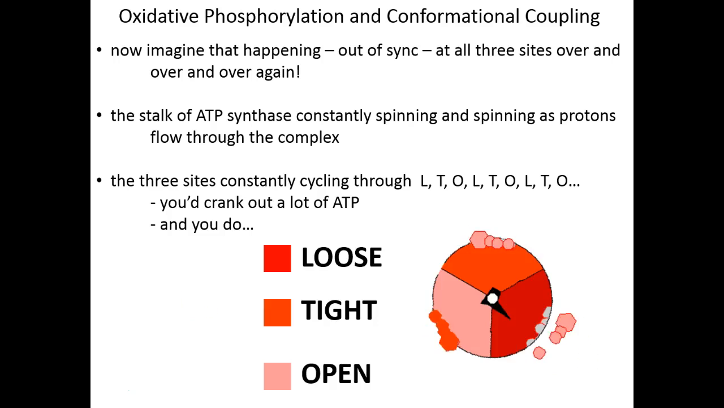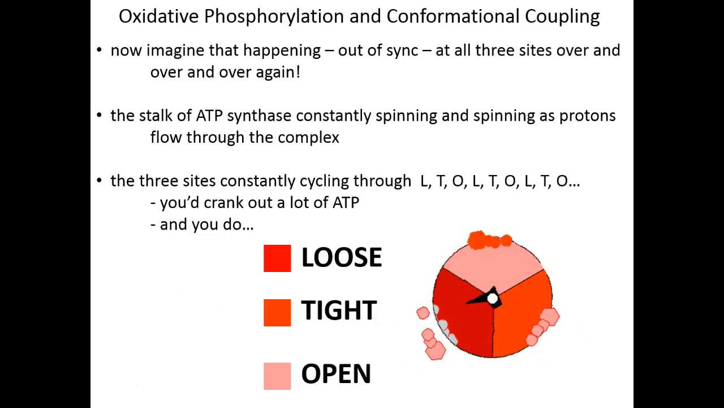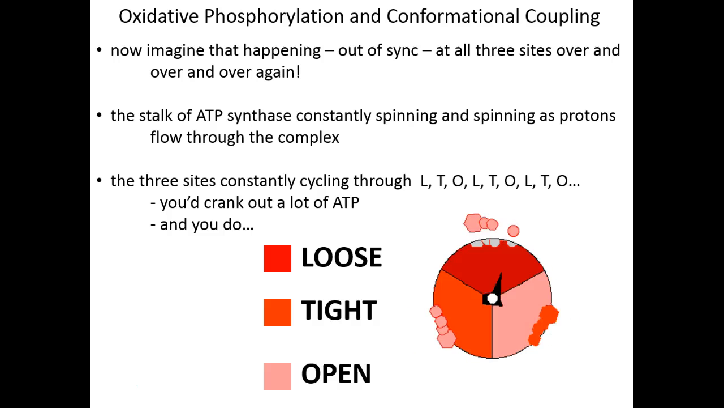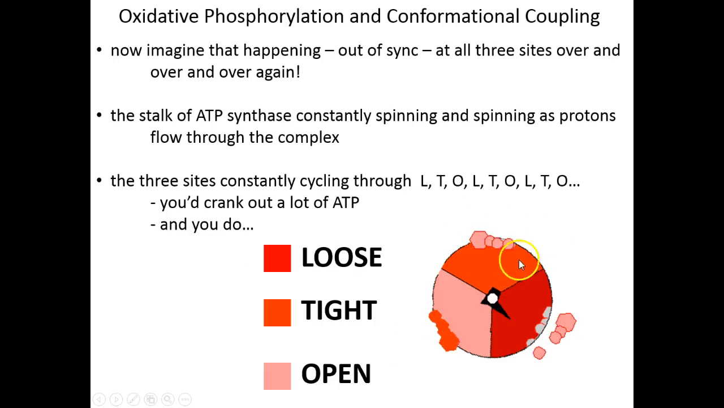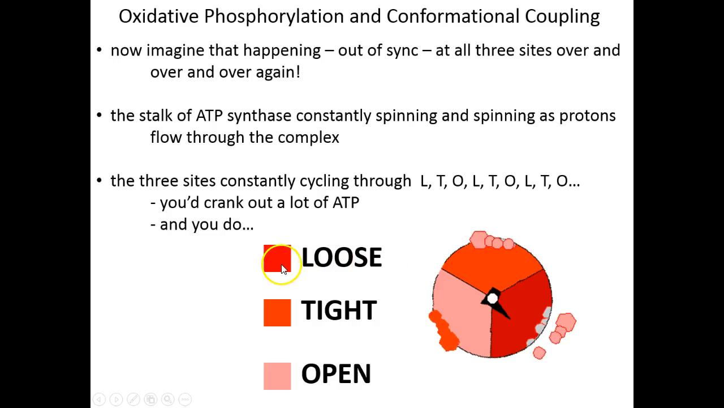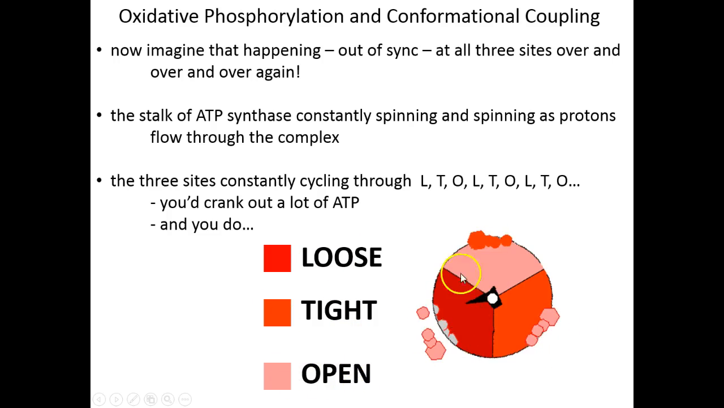So here's a better diagram of what's actually going on in oxidative phosphorylation, and I realize there's a lot going on here, so we're going to let this spin for quite a while, and we're going to see it a few different ways. I want us to first direct our attention again to this upper chamber, this upper subunit, and let's just watch as it cycles through the three conformations. Loose here is a brightish red, tight is going to be orange, and open is pink.